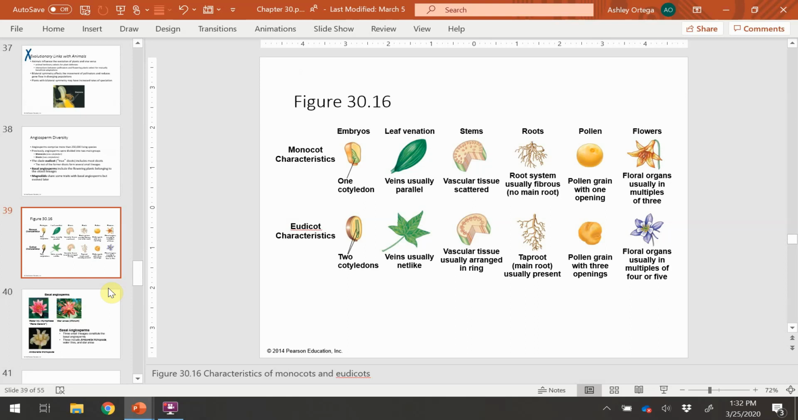Then flowers: the organs or petals are usually arranged in multiples of 3 for monocots, and for eudicots, in multiples of 4 or 5. So those are some main characteristics that distinguish the monocots and eudicots.